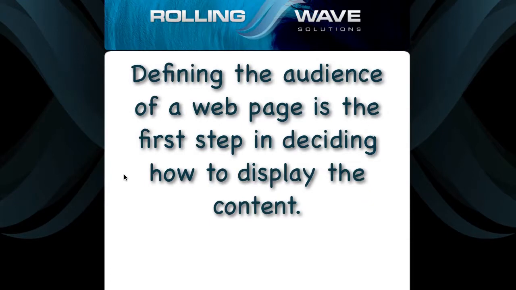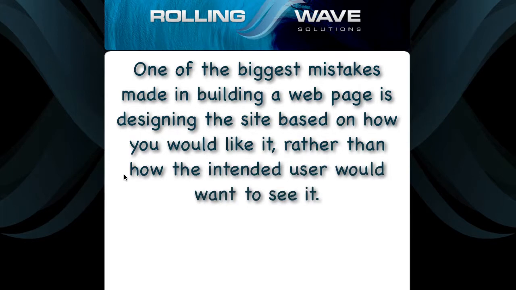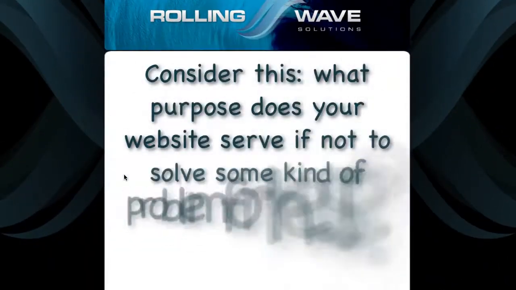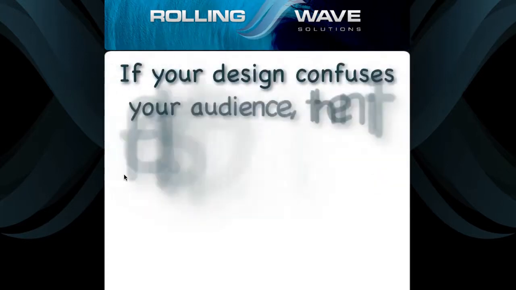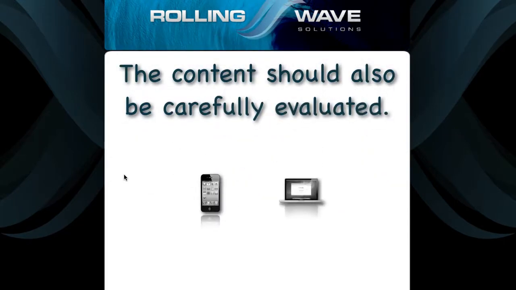Defining the audience of a web page is the first step in deciding how to display the content. One of the biggest mistakes made in building a web page is designing the site based on how you would like it, rather than how the intended user would want to see it. This is a sure way to drive users to a competitor. Consider this. What purpose does your website serve, if not to solve some kind of problem for the user? If your design confuses your audience, then it fails to meet its only purpose.